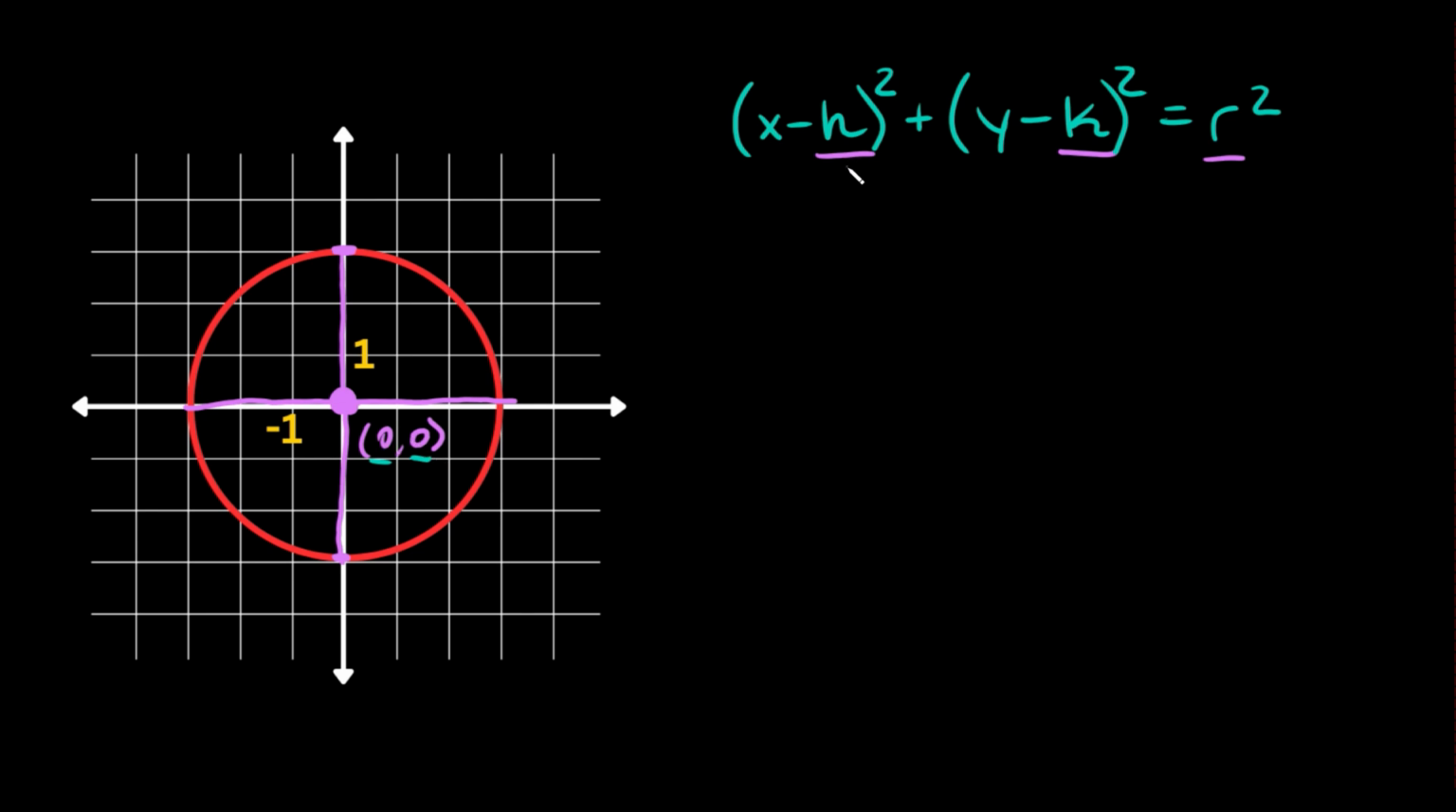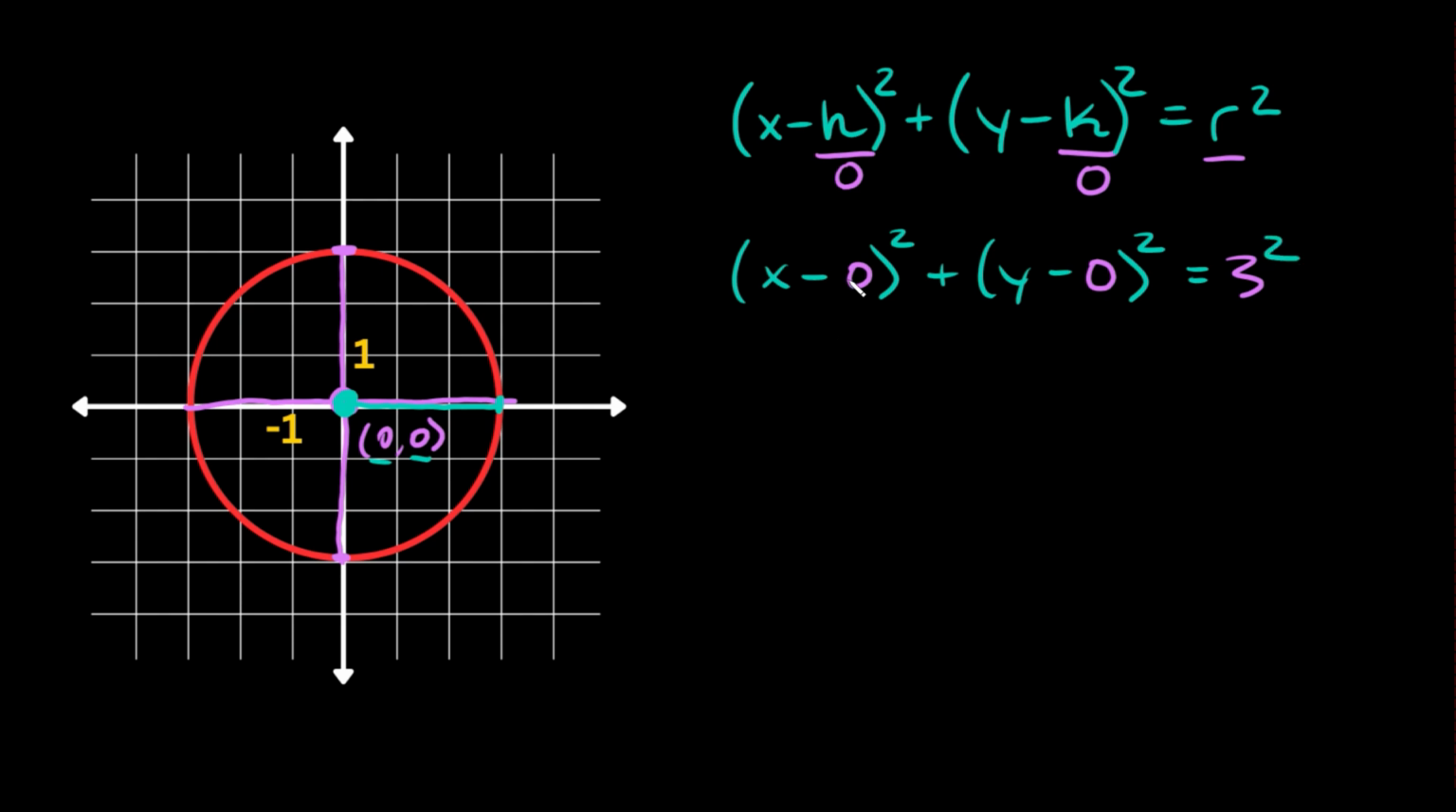So we're going to plug in a 0 here for h and a 0 here for k. If we plug those in, we get (x - 0)² + (y - 0)² is equal to, and what's the radius? Well, the distance from the center of the circle to the side of the circle. What is that distance right there? Let's see, 1, 2, 3. So the radius of this circle is 3. So here we're going to put 3².